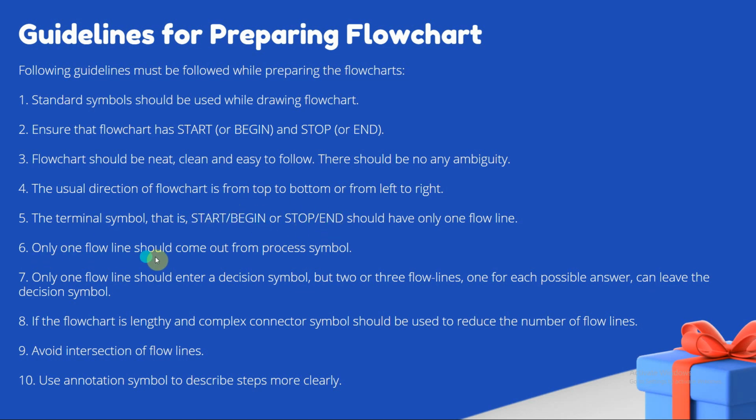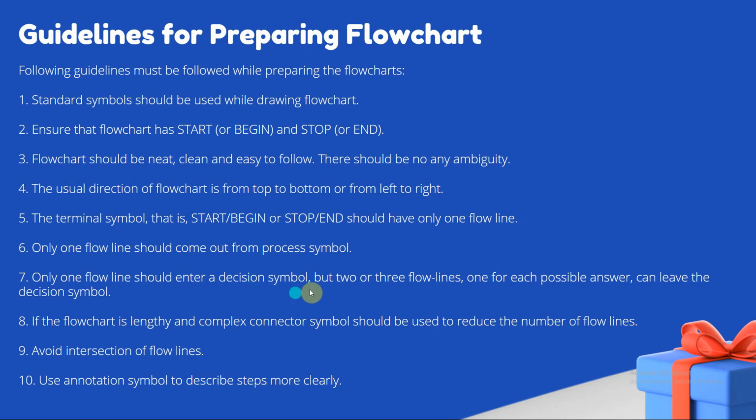So only one flow line should also come out of the process symbol. The process symbol, what is its shape? Anyone? The process symbol is a rectangle. You can see it in your copy. Rectangle, yes sir, that is the process symbol. So for one process, only one flow line comes out.